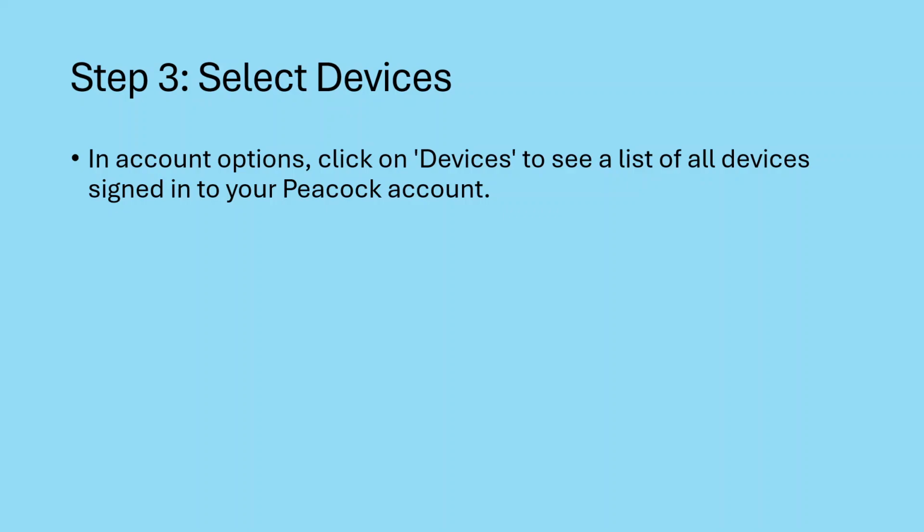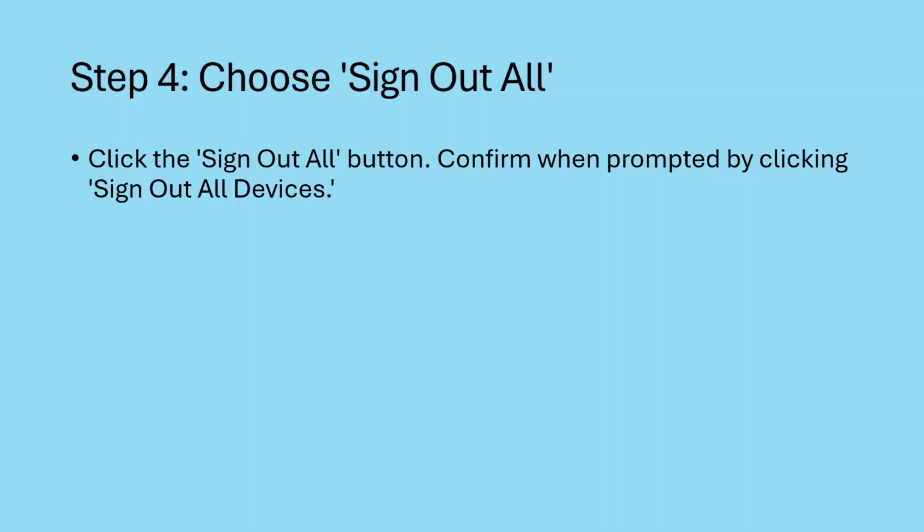Step 3. Select Devices. In the account options, click on Devices to see a list of all devices signed in to your Peacock account. Step 4. Choose Sign Out All. Click the Sign Out All button. Confirm when prompted by clicking Sign Out All Devices.